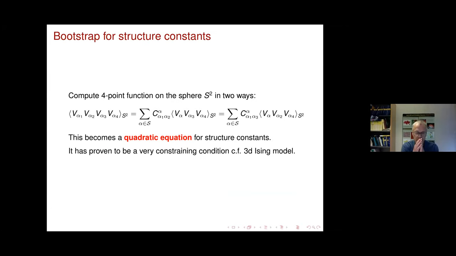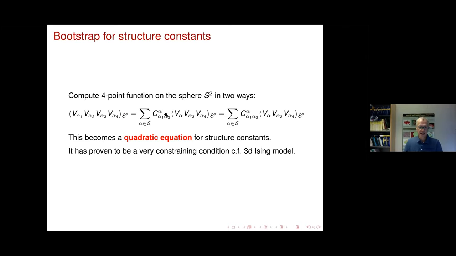Now, how do you find them? The bootstrap refers to one way of looking at this reduction from n-point to (n minus 1)-point. Take the four-point function. You could fuse the first two together, like here, or you could fuse the last two together. Or I think I fused the first and the third together. Then I get two different expansions, which are both quadratic in the structure constants. So this is a quadratic equation for the C's.